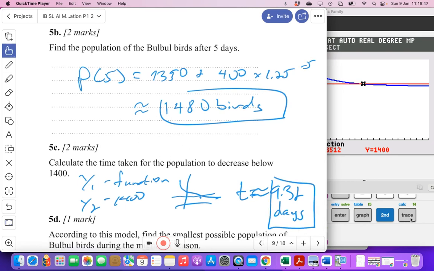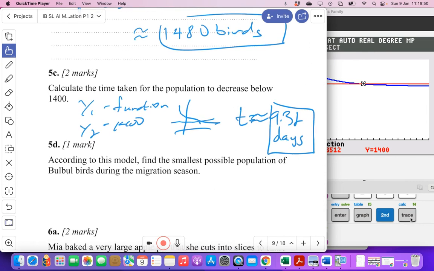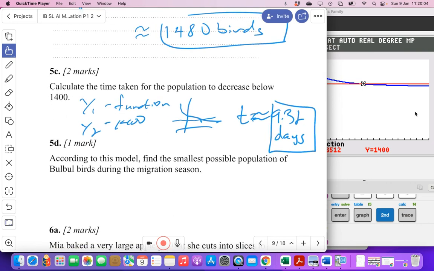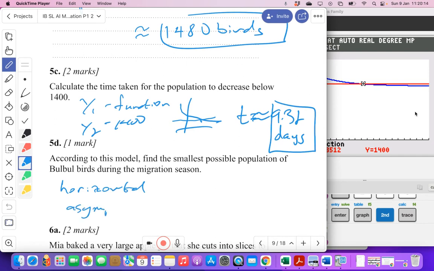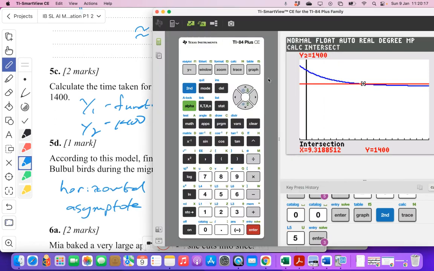Okay, according to the model, find the smallest possible population of birds during the migration season. Well, I don't know how long the migration season is, but basically I'm looking for a horizontal asymptote for this exponential decay function. So it's flattening out as it goes to the right. As we see with our graph here, I could go trace and take a look at it. I think I'm on the blue function. Yeah, I am. And you can see it's going down, down, down.